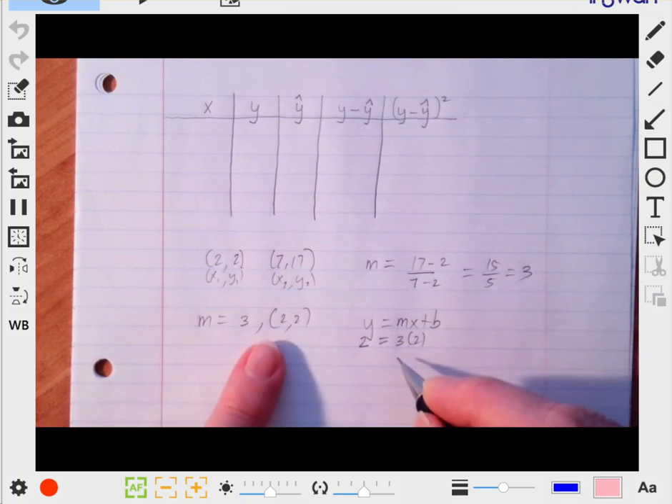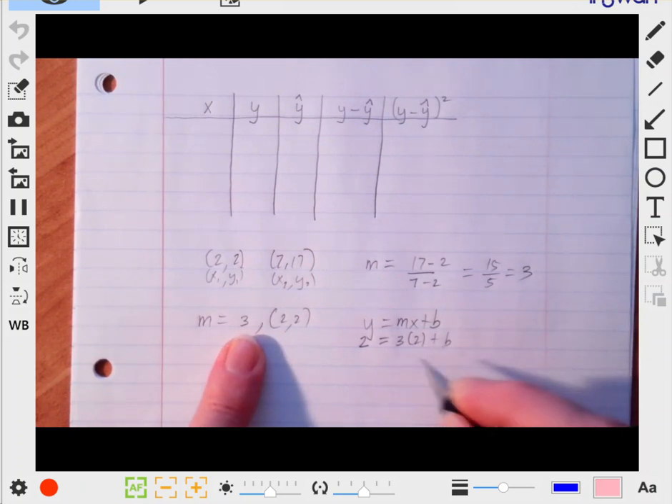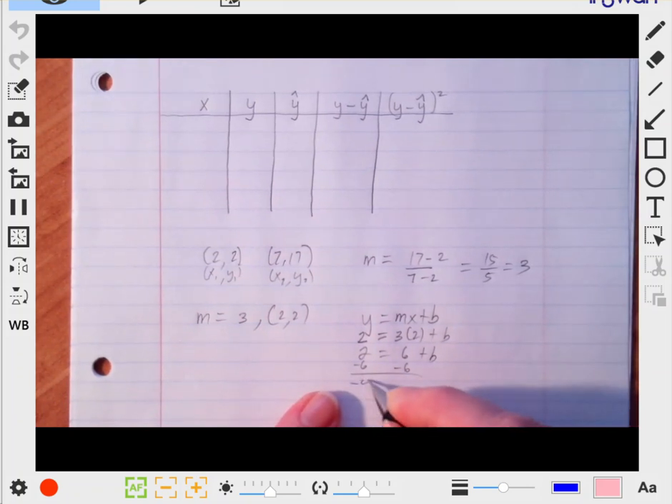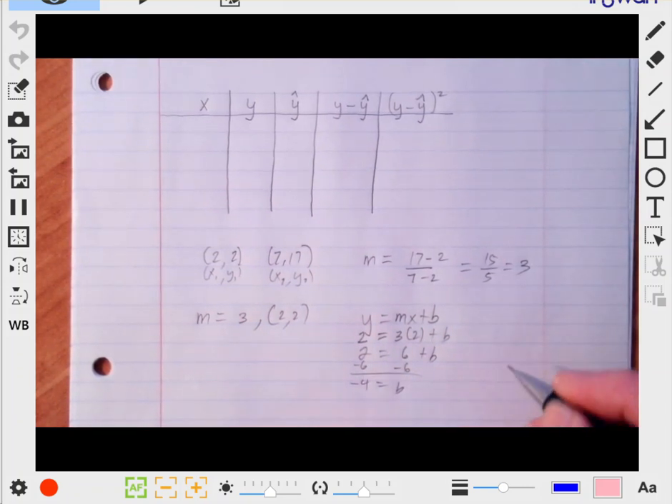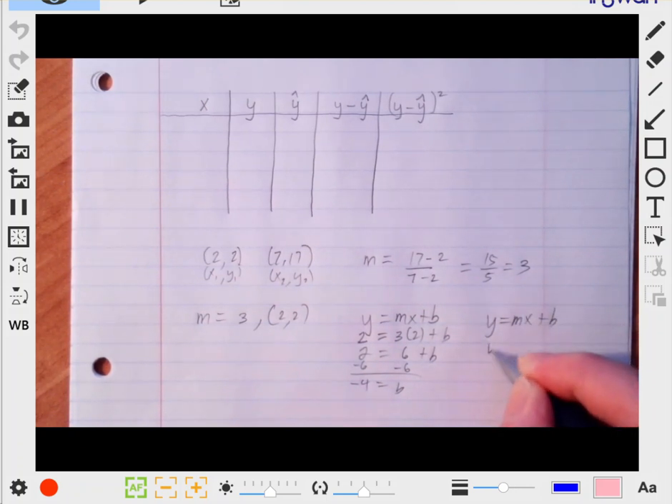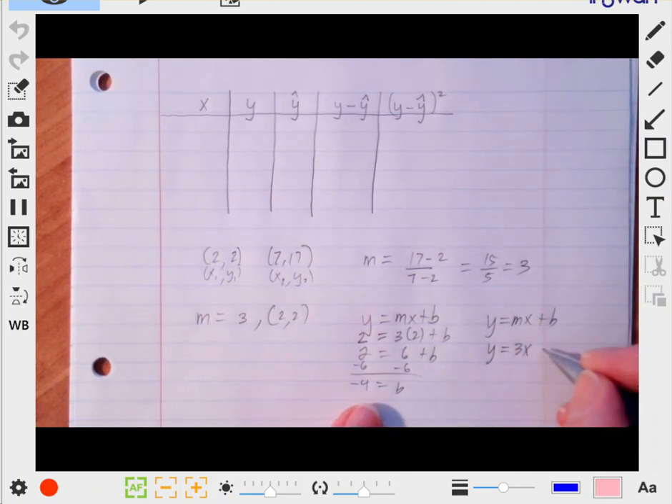So we can plug in this point and the slope to find b. We get 2 is equal to 6 plus b. To get b by itself, we need to get rid of that 6. We'll subtract 6 on both sides. We get negative 4 equals b. So we know it's of the form y equals mx plus b. We said our slope was 3, and the y-intercept is negative 4. So our line will have the equation y equals 3x minus 4.